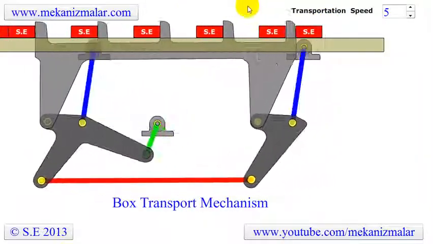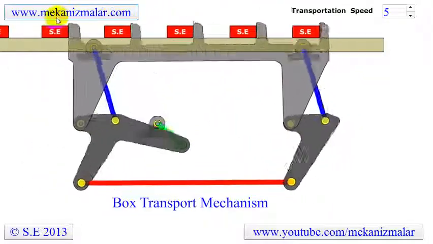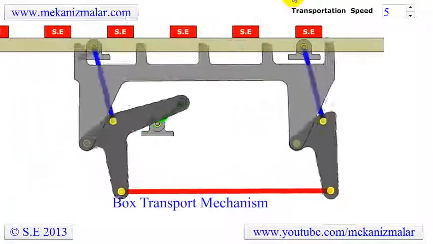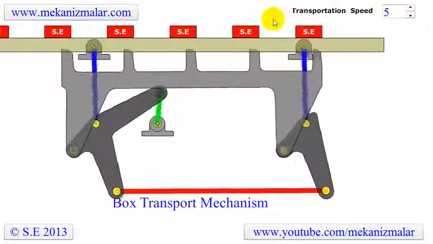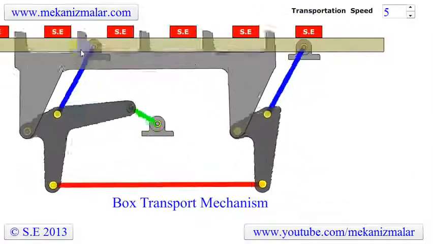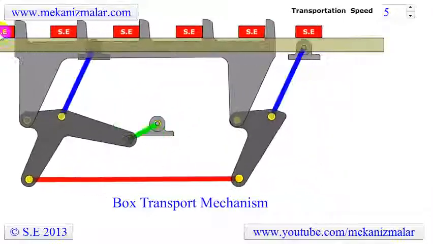There are 4 stations in here. There are 4 different operations on the box, such as putting the item, closing, sealing, and adding the labels to the box. Once these operations are completed, the box is pushed into a shipping conveyor system.